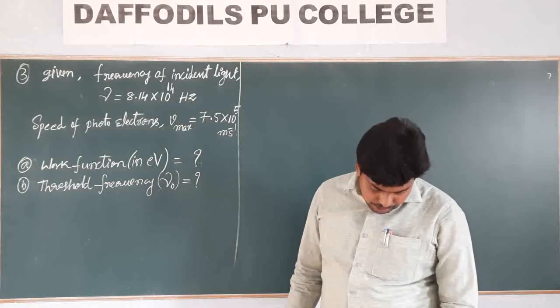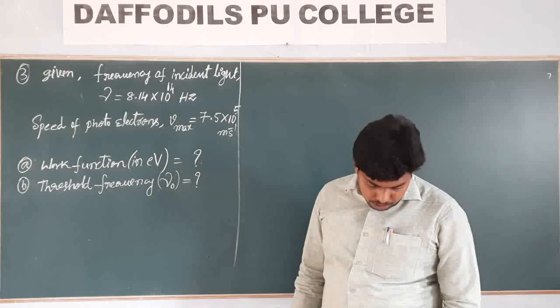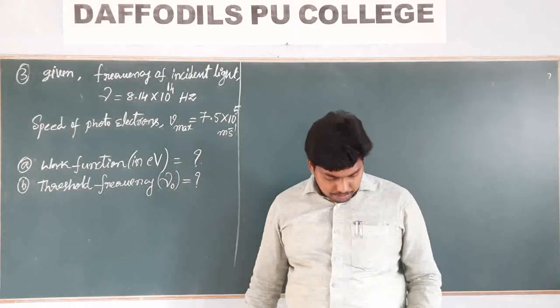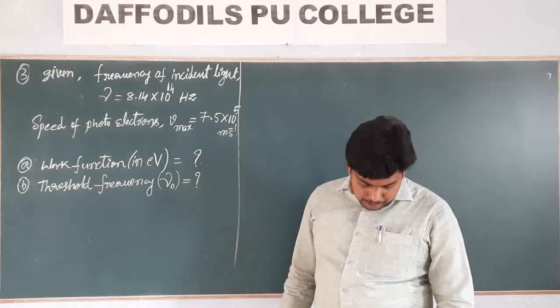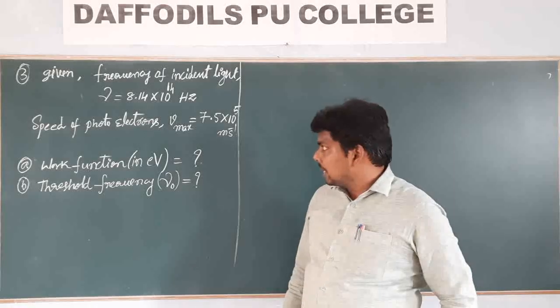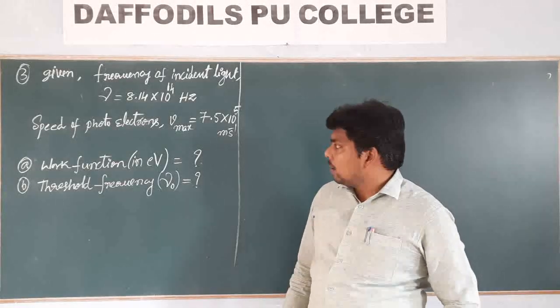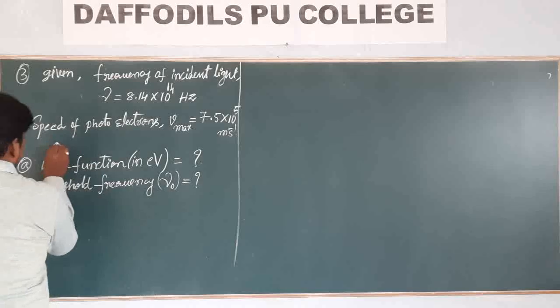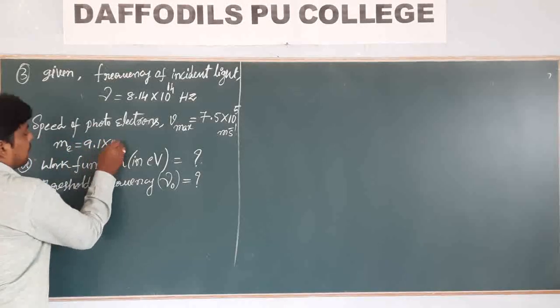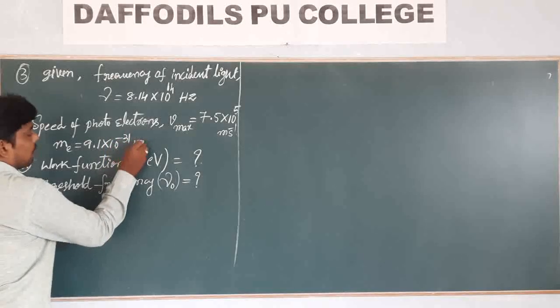Also they have given Planck's constant. What is the value? 6.625, or you can take it as nearly 6.63 joule second. And the mass of the electron is 9.1 into 10 to the power of minus 31 kg.